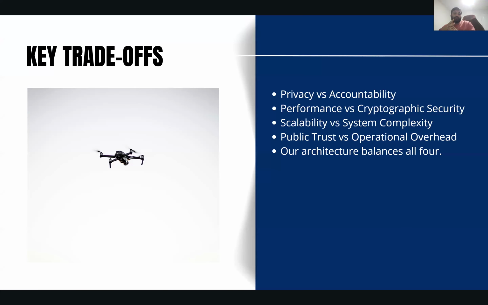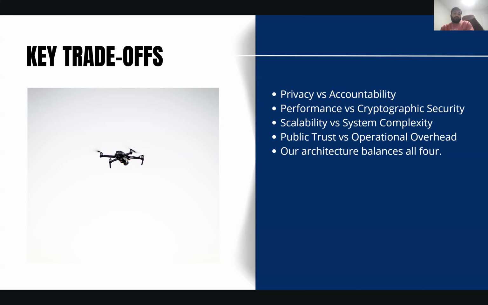The second one is performance versus cryptographic security. So strong privacy uses heavier cryptography, which can slow down real-time UTM operations. So we optimize by using lightweight pseudonym certificates that refresh frequently. Coming to the third one, scalability versus system complexity. Supporting thousands of drones requires a simple workflow. We minimized architecture overhead so UTM providers can scale without large infrastructure changes.